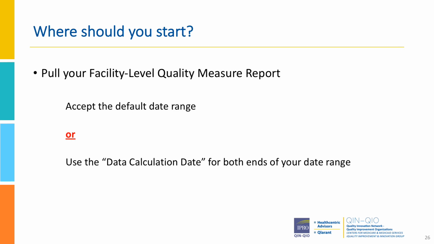Where should you start? When you get back to your facility, pull your facility level quality measure report. In this case, it really does not matter what the date range you use, whether you accept the default date range or insert your own date range. You're basically just checking the high-risk pulse of your facility. You can even look at an old facility level report that you may have on hand. That might help you to recognize a trend in your statistics.